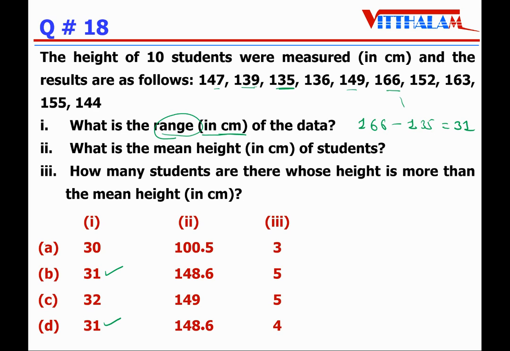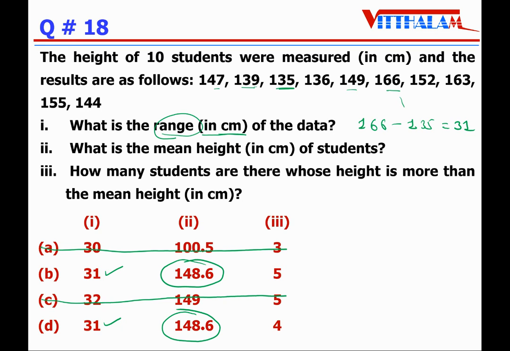So A is out, C is out. Now in the second part, the answer for B and D is the same. That means this answer is 148.6. Don't waste time finding it out. If you sum up and divide by 10, I'm pretty sure it will be 1486 divided by 10, hence 148.6 centimeters. That's the mean height. But don't waste time in the exam, because the answer is the same in both options. So straight away go for the third one. We have to just find out which option is correct.